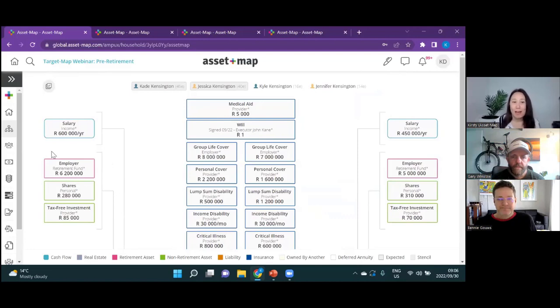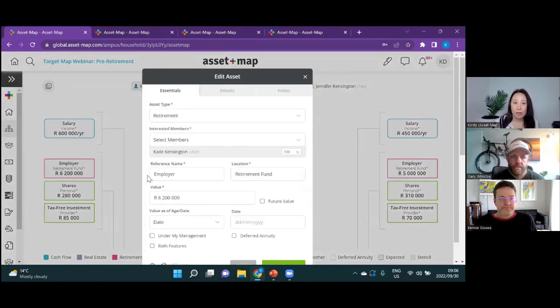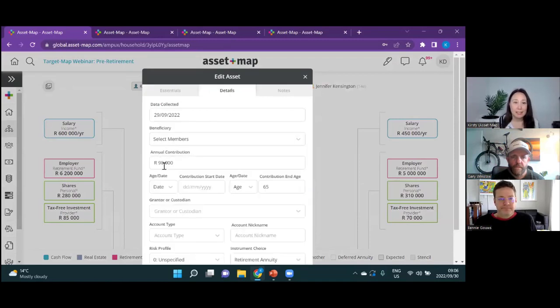So the first one I really want to highlight is if a client has any investments that they're contributing towards. So let's look at this example where they've got an employer retirement fund. We want to add the contributions in the details tab over here. And what makes it really seamless in target maps is if you put the end date in. So when are they planning to retire? You can, of course, put a start date in if you want to record that. But if you don't, it will assume it starts today. But important to put this end date in so that it's captured already when you move into target maps.